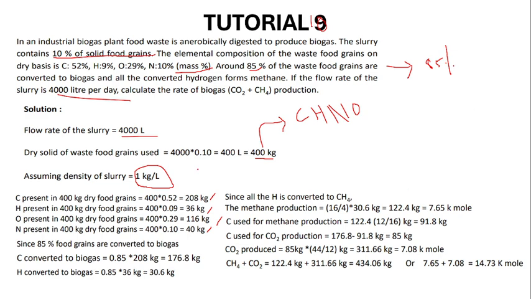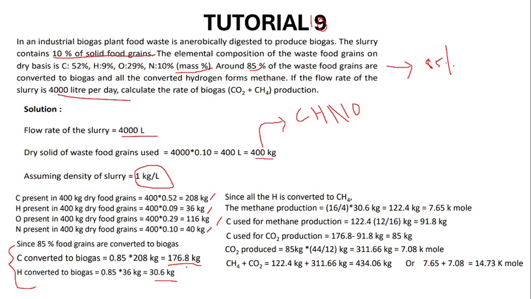Okay, so 100 percentage is 208 kg. In this one, only 85 percentage of the carbon is converted into biogas. So multiply it with 0.85, we will obtain 176.8 kg. Then the amount of hydrogen converted to biogas: 100 percentage is 36, so 85 percentage is 30.6 kg. So this is the data we are going to use for the calculation of the amount of biogas.